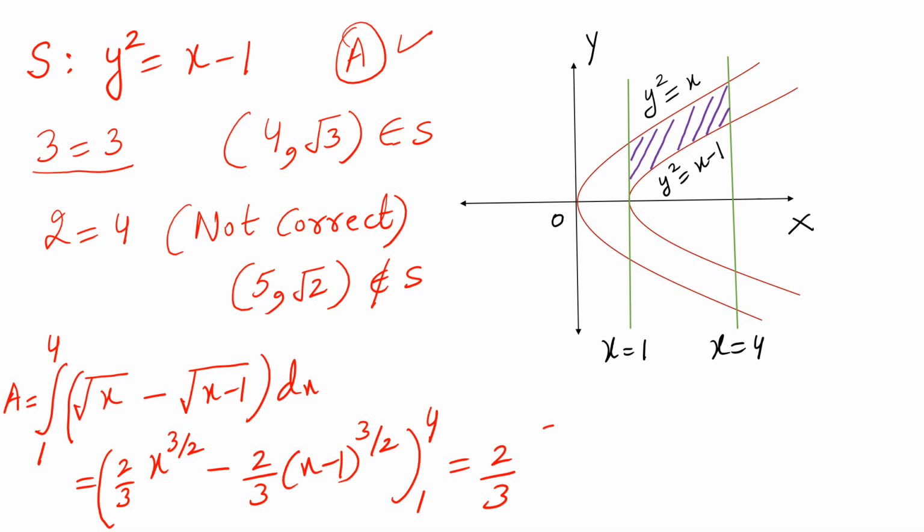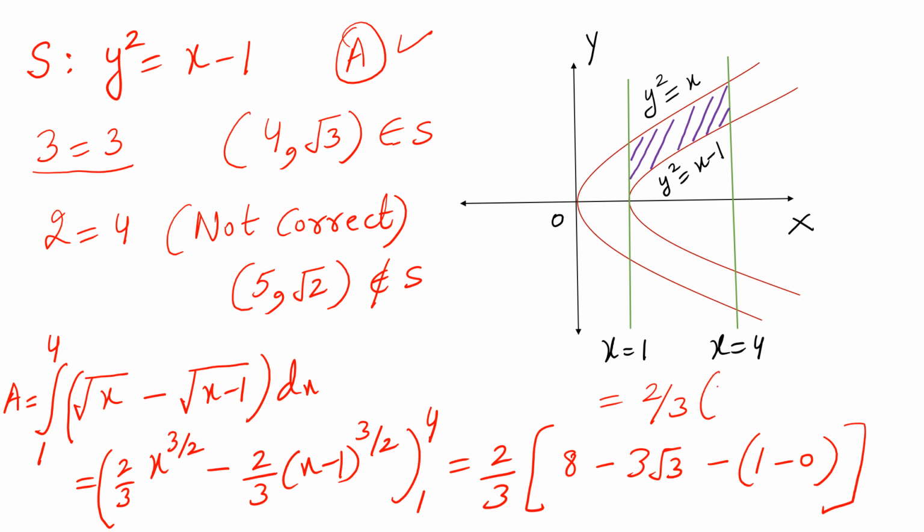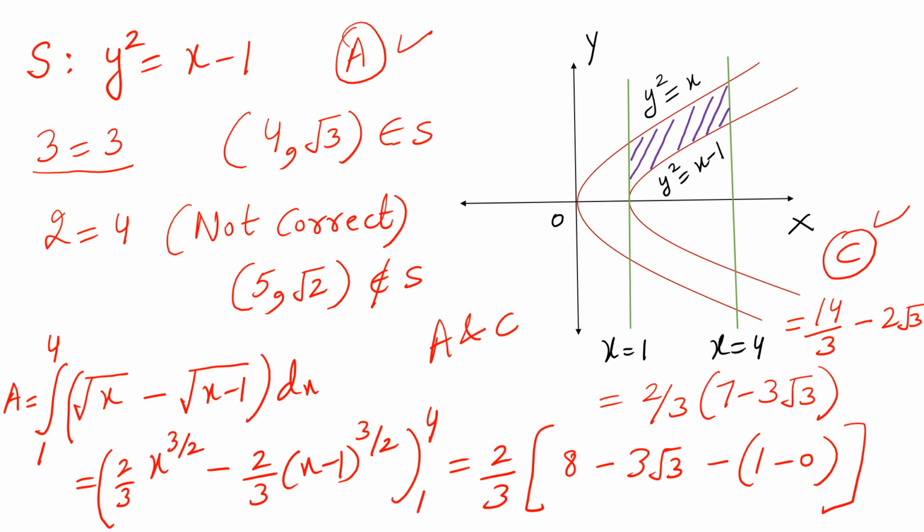Now it becomes 2 upon 3 into inside the bracket. This is 4 to the power 3 by 2, which is 8, minus 3 to the power 3 by 2, which is 3 root 3, minus inside the bracket it is 1 minus 0. So this becomes 2 upon 3 into inside the bracket 7 minus 3 root 3. And this is finally equal to 14 upon 3 minus 2 root 3. That means option C is the correct one. Now students, finally we conclude that option A and C are both correct.